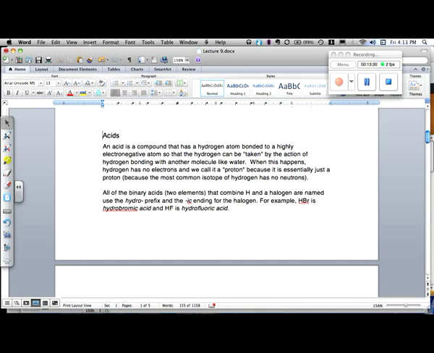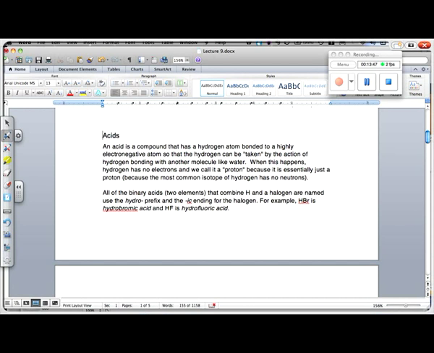Hydrogen with no electrons is called a proton because it is essentially just a proton, because the most common isotope of hydrogen has no neutrons. So hydrogen with a mass number of 1 has 1 proton and no neutrons. The atomic mass of hydrogen is very close to 1, which means that that isotope is the most abundant.